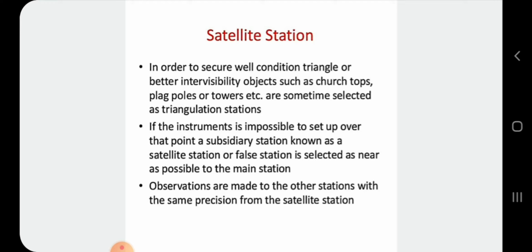So what is a satellite station? In order to secure well-conditioned triangles or better intervisibility of objects, objects such as church tops, flagpoles, or towers, etc., are sometimes selected as triangulation stations. If it is impossible to set up the instrument over that point, a subsidiary station or a nearby station known as a satellite station or false station is selected as near as possible to the main station, and the observations are made to the other stations with the same precision from the satellite station.